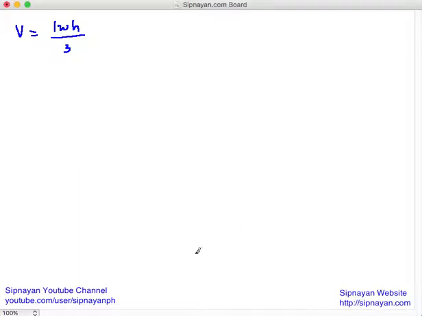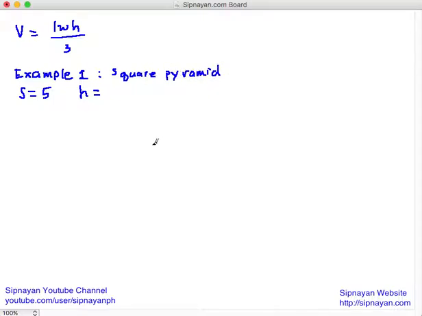So for example, dito sa square pyramid na to, the side of the square base is 5, no. Siyempre, yung length niya ay 5 at yung width niya ay 5. And then the height is equal to, this is already the example, no? One of the examples. So for example 1, we have a square pyramid. So the side is 5 units, the height is, for example, 10 units. And now, to find the volume, we have to use the formula above.